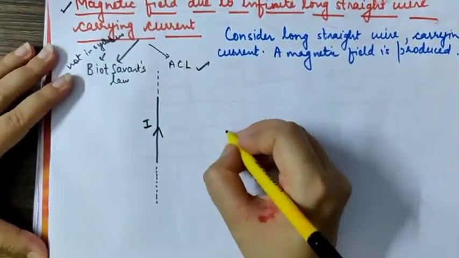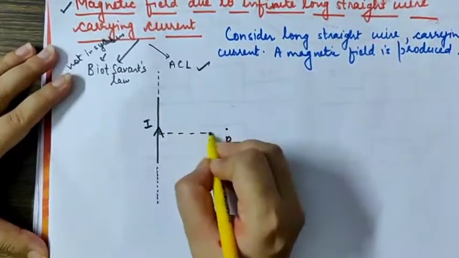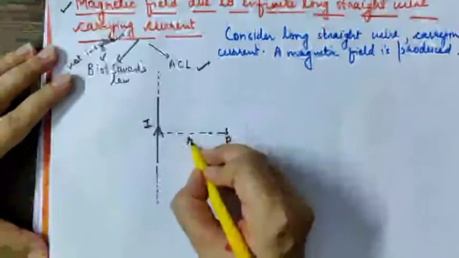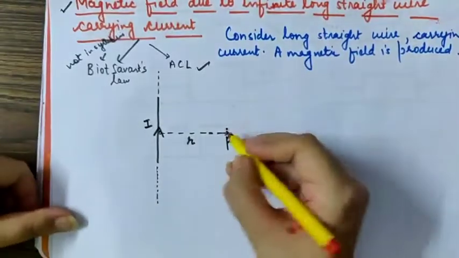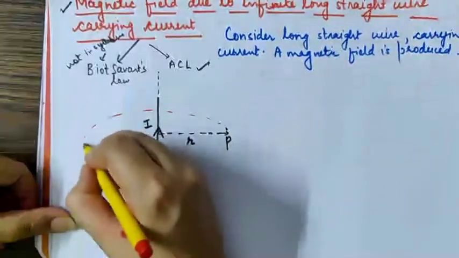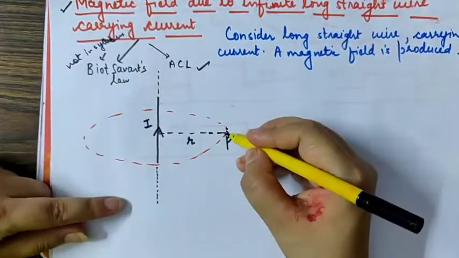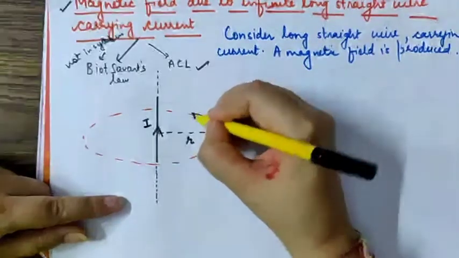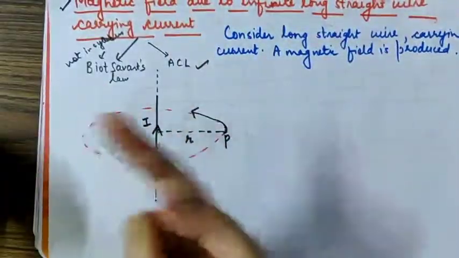Amperian loop we must select. First of all, let this be point P. This is the point of interest. The distance of point P from the current carrying wire, let's say, is equal to r. So at the point of interest we are going to draw an Amperian loop. Now on this Amperian loop, the traversing direction is anti-clockwise, because we have seen the curl of the fingers was in the anti-clockwise direction.